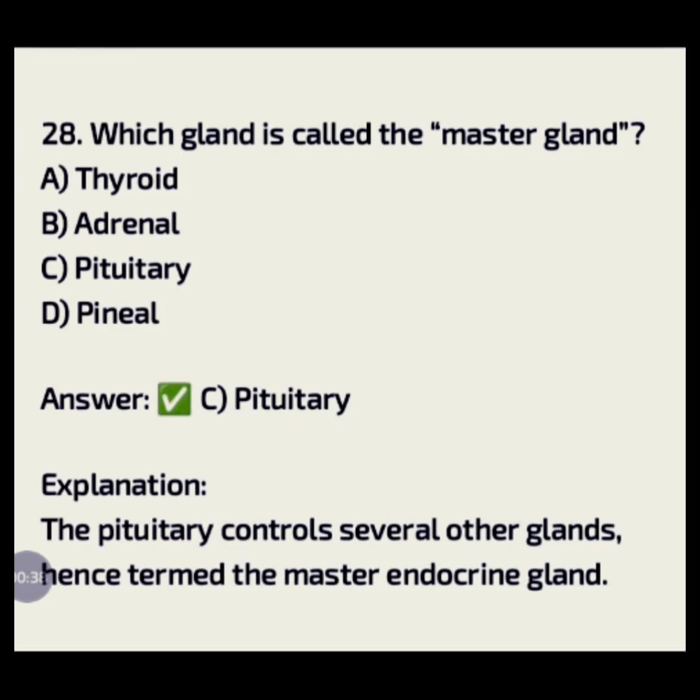Which gland is called the master gland? Option A, thyroid gland; option B, adrenal gland; option C, pituitary gland; option D, pineal gland. The correct answer is option C, pituitary. The pituitary controls several other glands, hence it is termed the master endocrine gland.